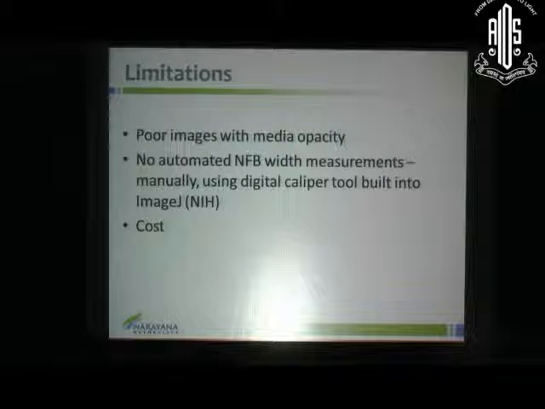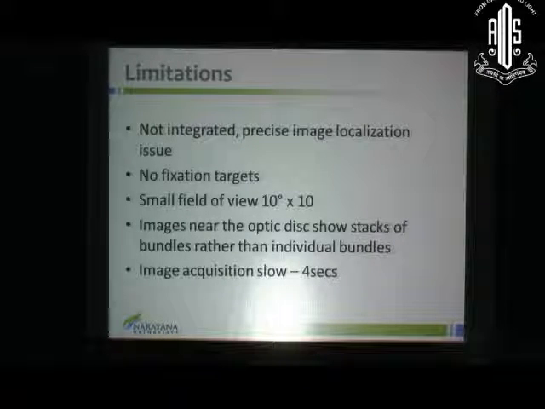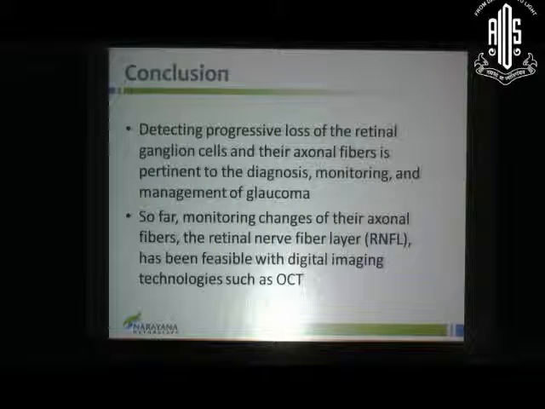We do have limitations. We get poor images in patients with media opacity. There are no automated nerve fiber bundle width measurements; we have to use ImageJ and measure. Cost is a limitation. In our instrument, the measurements are not integrated. There's no fixation turret. It's a small field. The images near the disc show stacks of bundles, and there's slow image acquisition.